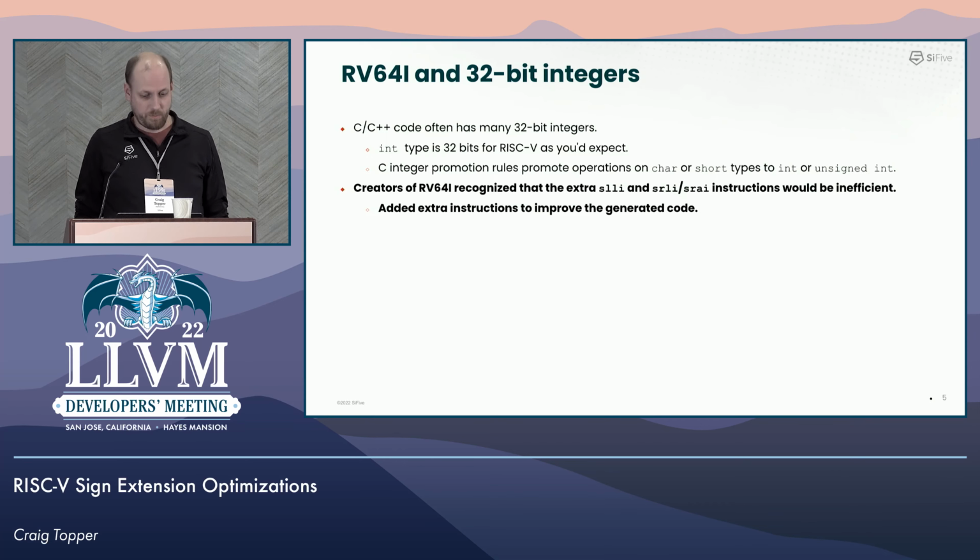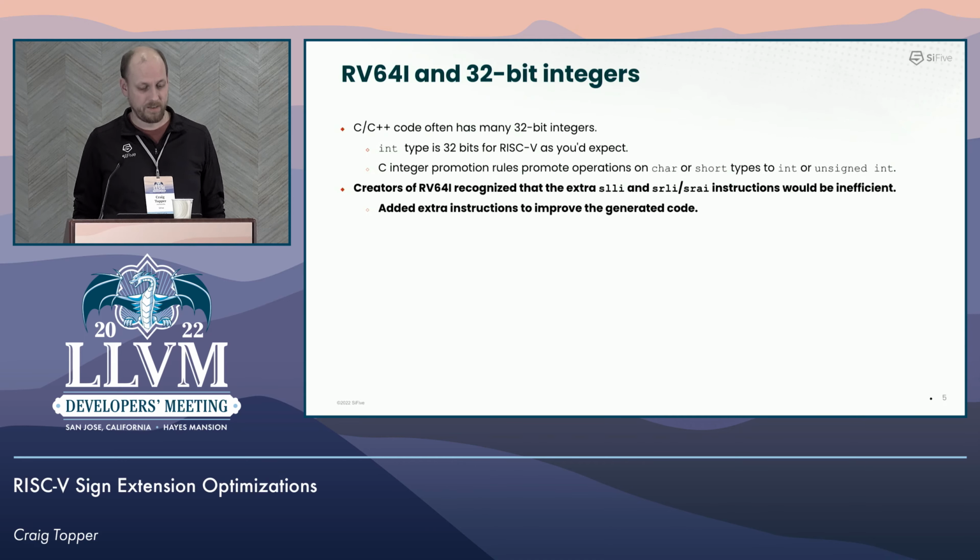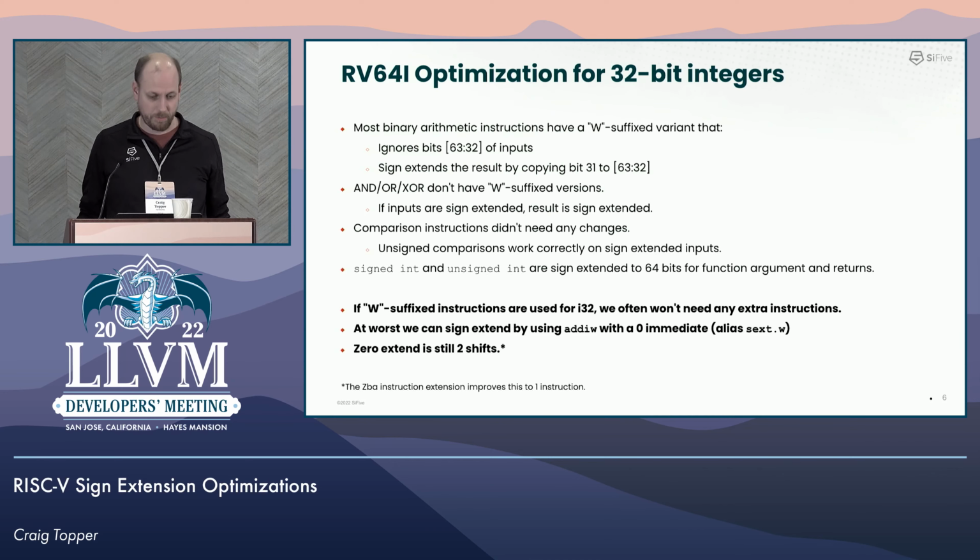So the rest of the talk is primarily going to focus on the 64-bit variant of RISC-V. As you probably know, C and C++ code often contains many 32-bit integers. The int type on RISC-V is 32 bits, as you'd expect, and C integer promotion rules require that operations on short and char types get promoted to int or unsigned int. Since the creators of RV64I recognized that these extra shift instructions would hurt the performance of this kind of code, they added some extra instructions specific to the 64-bit variant to avoid the unnecessary instructions that I showed before.